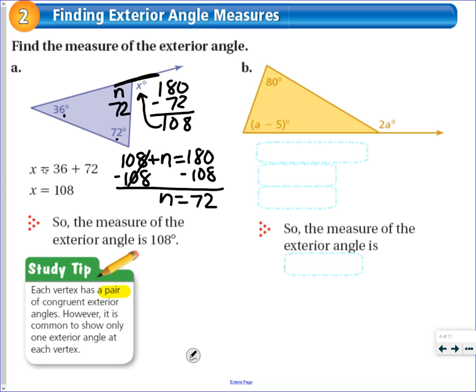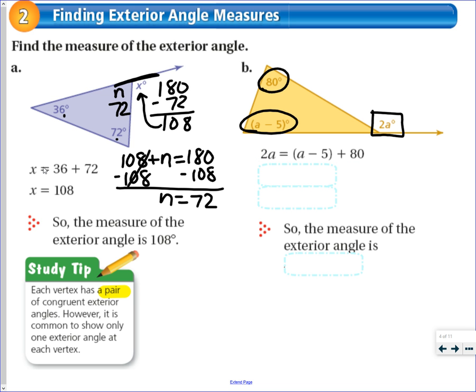Now, in B, I couldn't do that longer way around. I have to actually use that exterior angle theorem. That's what it's called. I would add this angle plus this angle, and it should be equal to this angle.